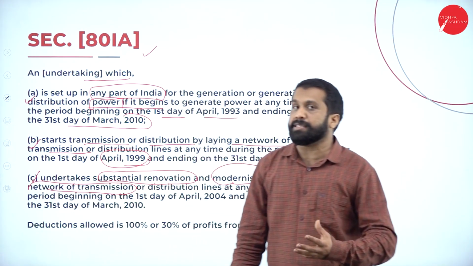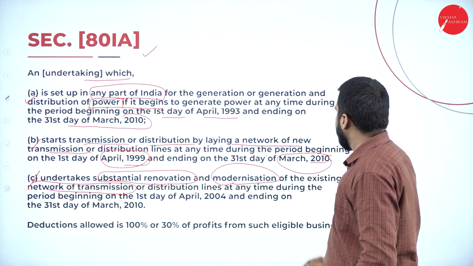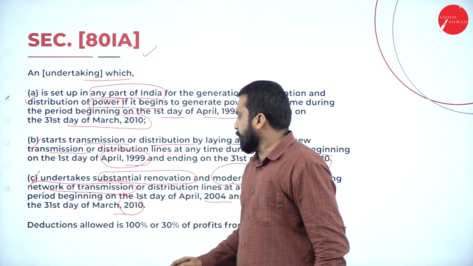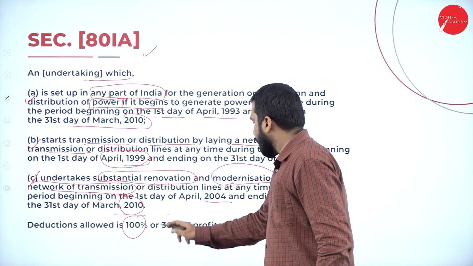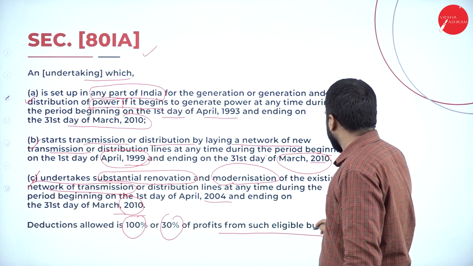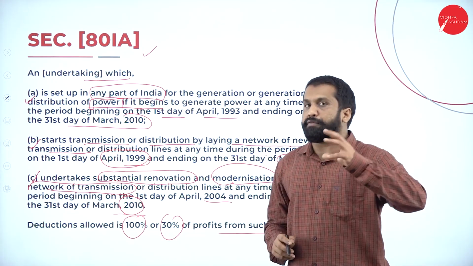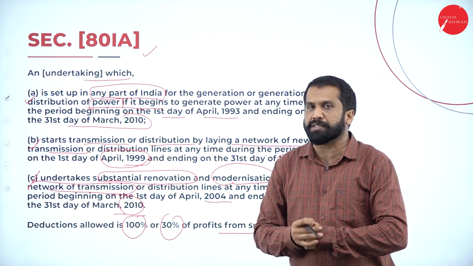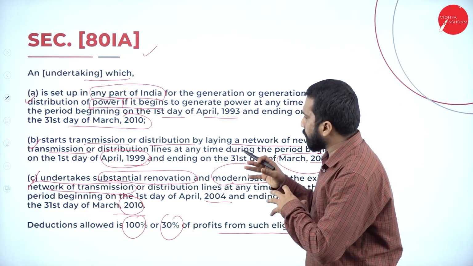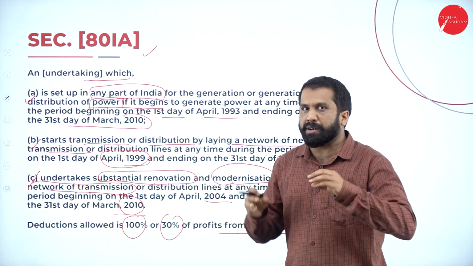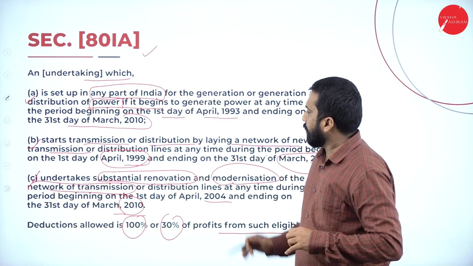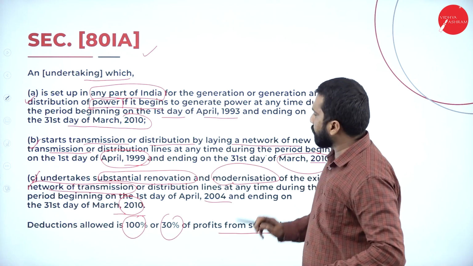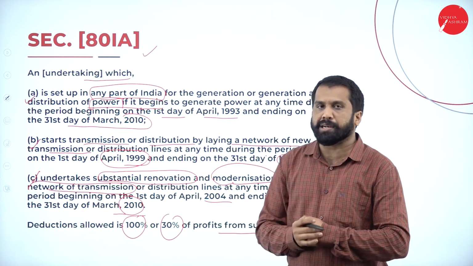If you do any modernization or renovation during 2004 and ending on 2010, you will get deduction of 100% or 30% of the profit from such eligible business. For different business, the percentage varies. Maximum 100%, minimum 30% will be the deduction. This is not much important, but remember, right now it is not applicable, but everything: 93 to 2010, 99 to 2010 and 94 to 2010.